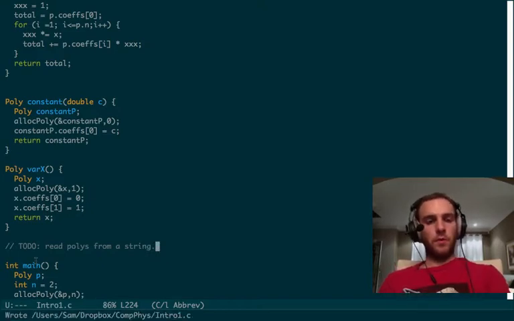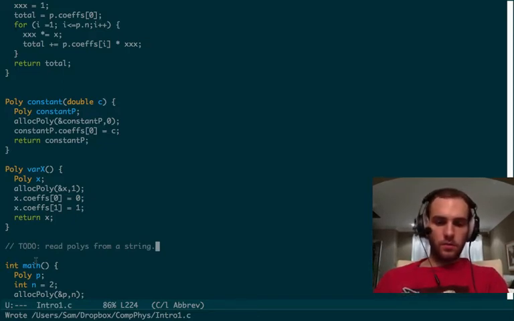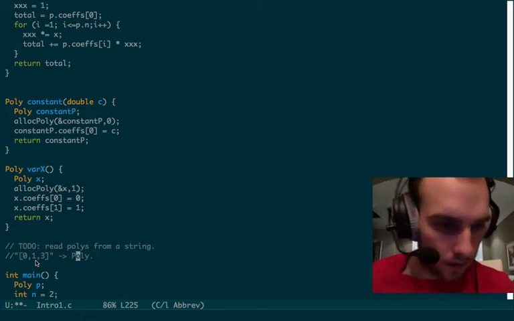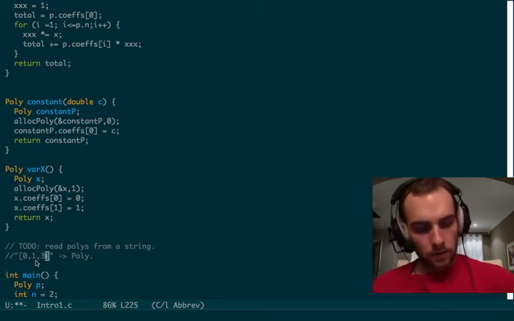One of the ways of making this much more convenient is to have a function which basically takes a string, for example 0, 1, 3, and turns that into the polynomial which corresponds to that. So x plus 3x squared.